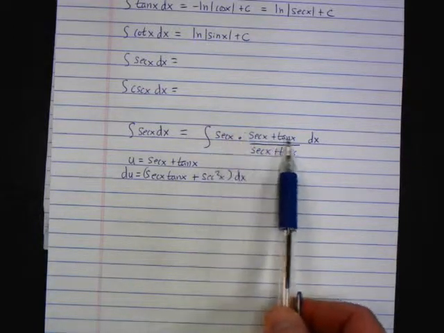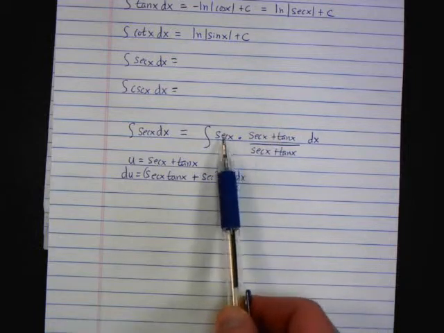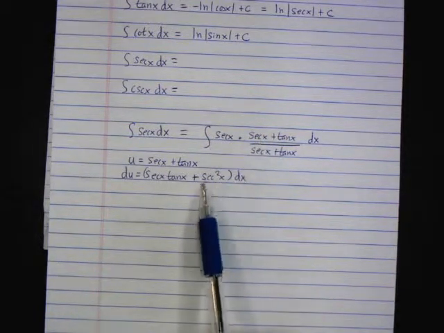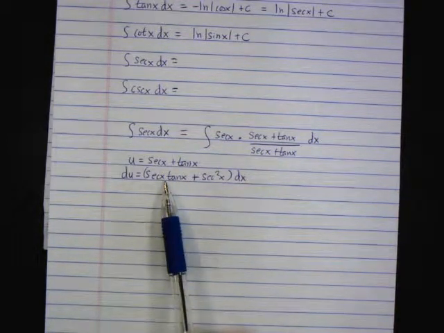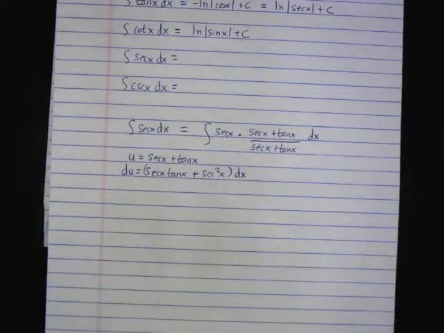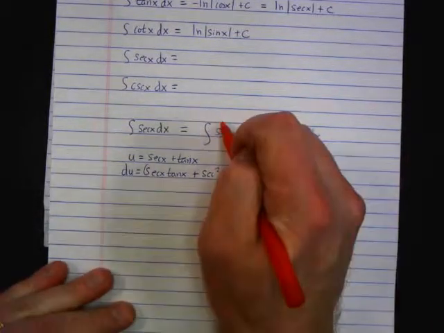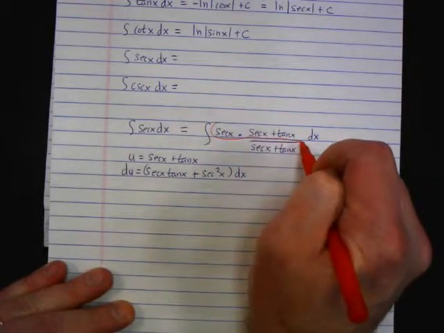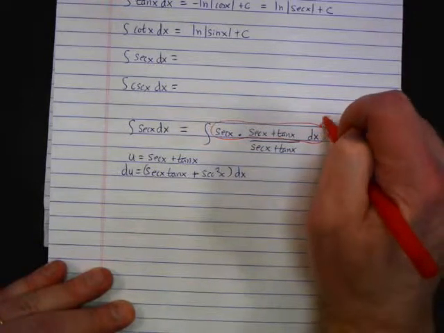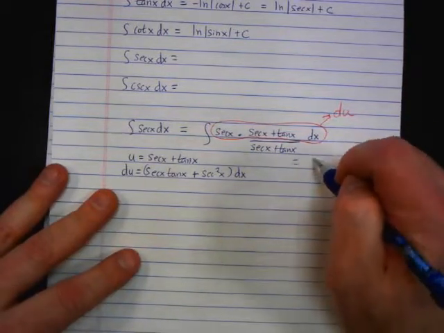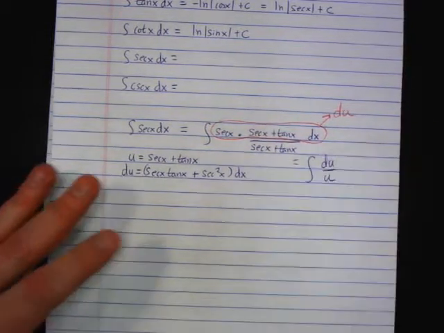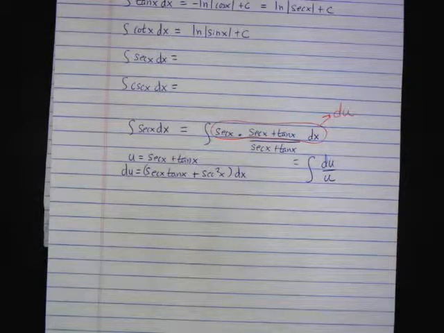Look what I happen to have on top of this thing that I wrote here. What's secant times secant? Secant squared. What's secant times tangent? Secant times tangent. So this entire numerator here, this secant times secant plus tangent dx, all of that becomes du. And then what do I have on bottom? Just u, don't I? So this becomes the integral of 1 over u du, or I could write it as du over u.